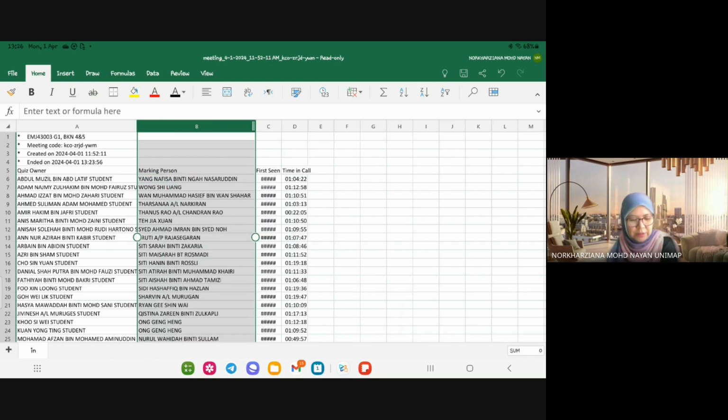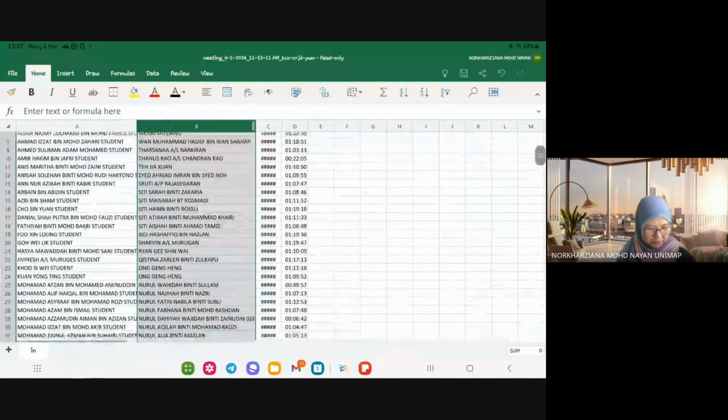Okay, so kalau tengok quiz owner Abdul Muzil, orang yang akan marking paper dia adalah Nafisa. If the quiz paper is owned by Adam Najmi, Wong Shi Liang will mark dia punya paper. So it depends you nak mark macam mana, you nak download, mark and upload semula dekat folder tu pun boleh, ataupun nanti saya buat satu lagi folder yang dah mark so that boleh tengok satu folder saja. Dekat the same folder, saya akan tambah satu lagi new folder so that all the marked papers boleh refer dekat situ.